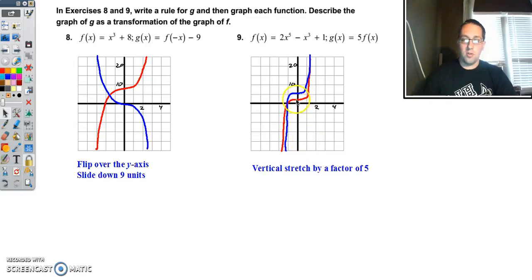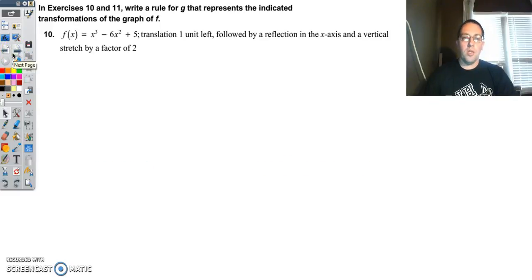Now notice this looks like it was a slide, but it's not. It's just that it started at 1, and that 1 also got 5 times taller as well. Okay, so this is not a slide here. This is just a stretch from where it was to begin with. Okay, now let's do something a bit more complicated. Here they want us to write the function of the transformed graph.